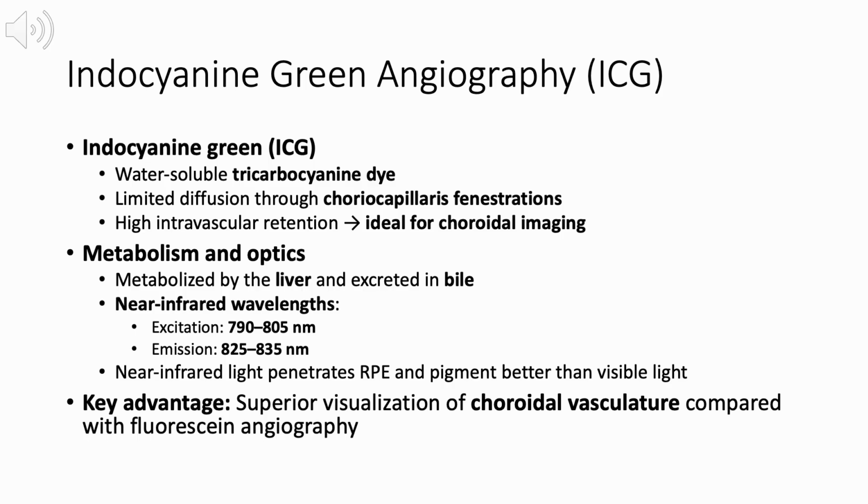Imaging is performed using near-infrared wavelengths, with excitation between approximately 790 and 805 nanometers, and emission between 825 and 835 nanometers. Near-infrared light penetrates the retinal pigment epithelium and ocular pigment more effectively than visible light, allowing improved visualization of deeper choroidal structures. As a result of these properties, the key advantage of indocyanine green angiography is its superior ability to visualize the choroidal circulation, compared with fluorescein angiography, particularly in conditions where pathology is primarily choroidal in origin.